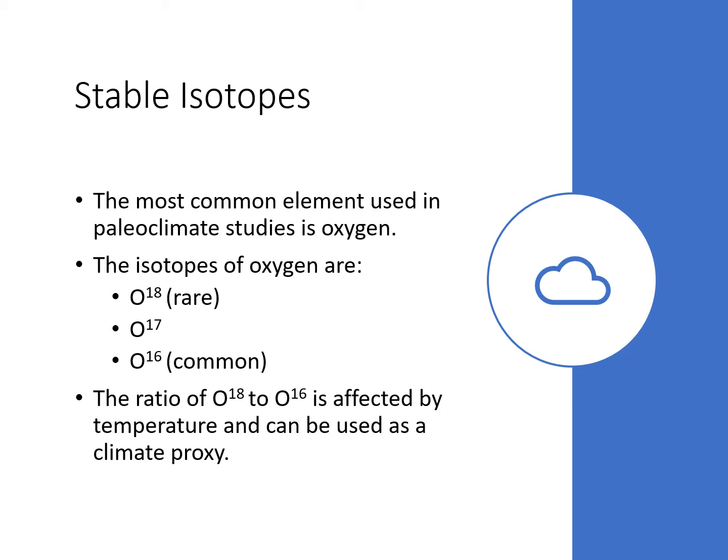There are 3 stable isotopes of oxygen: O16, O17, and O18. O16 is the lightest and most common. O18 is heavier. The ratio of O18 to O16 in water is affected by temperature.